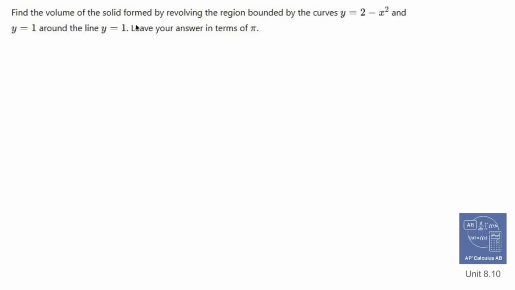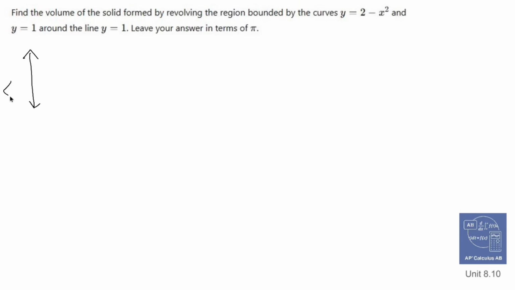Find the volume of a solid formed by revolving the region bounded by the curves y equals 2 minus x squared and y equals 1 around the line y equals 1. Leave your answer in terms of pi. Alright, so this is what's going on here.